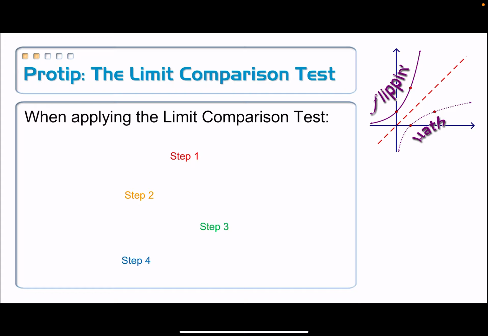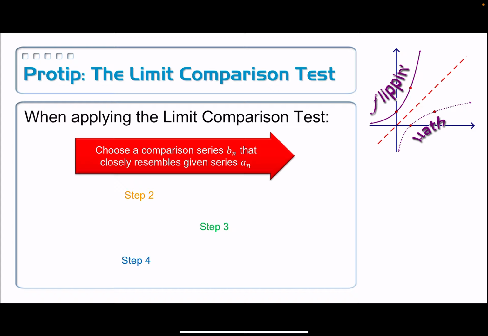Let's take a look at some pro tips when using the limit comparison test. So step number one, you got to choose a comparison series. And that comparison series, what's yours look like? Does it look geometric? Does it look like a p-series? You choose those things because they're very easy to compare to. And it's also easy to establish the convergence or divergence for both of those types of series.